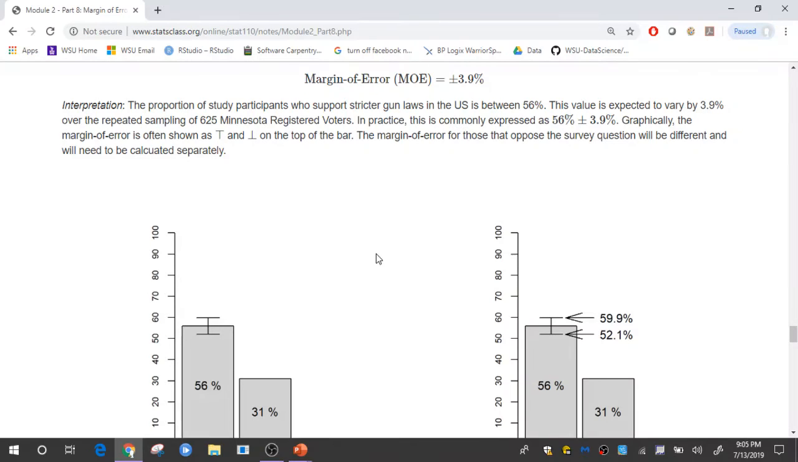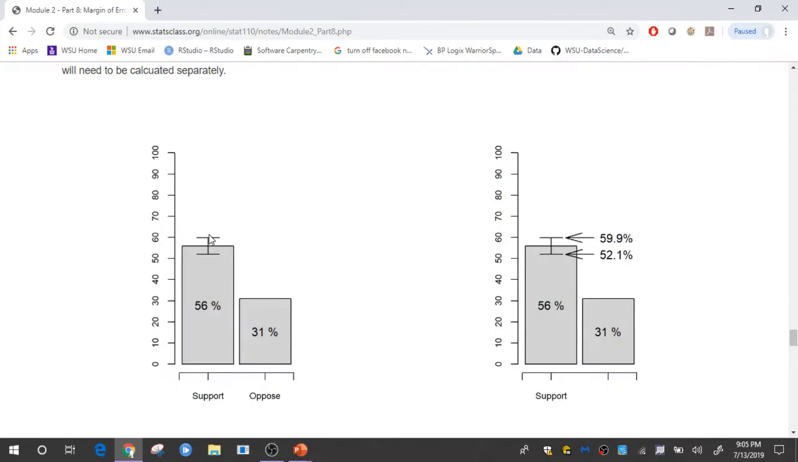We can also express that graphically. Sometimes they'll put these little indicators on top of the bars here, and that's just trying to express how high I can expect that bar to go. So here I can expect that bar to reach up to 59.9%, or I can expect that bar to go down as far as 52.1%.